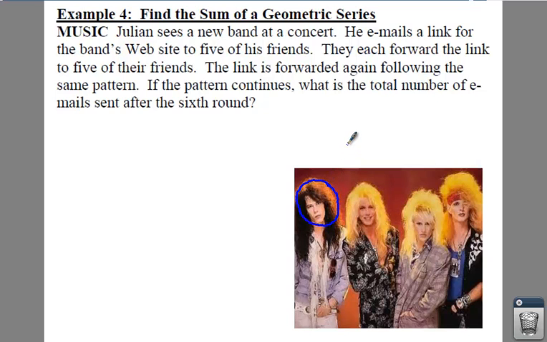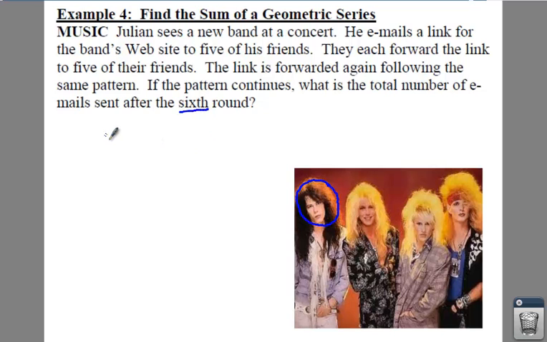So this one says, Julian sees a new band at a concert. He emails a link for the band's website to 5 of his friends. They each forward the link to 5 of their friends, and the link is forwarded again following the same pattern. So if the pattern continues, what's the total number of emails sent after the 6th round?